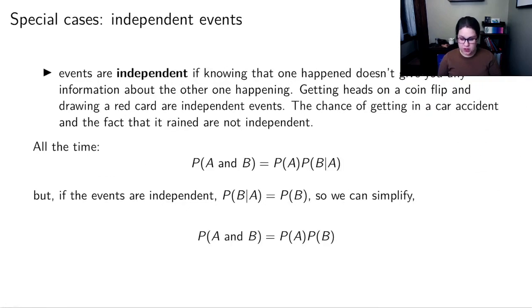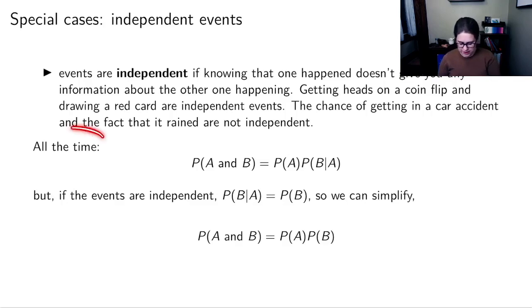The other special case are independent events. Events are independent if knowing that one happened doesn't give you any information about whether or not the other one happened. So if I get a heads on a coin flip, that doesn't give you any information about whether you're going to draw a red card from a deck of cards. But if I know that it's raining, that does give me some information about the chance of someone getting in a car accident. So the chance of getting in a car accident and the fact that it rained, they are not independent. Knowing that one happened would give you some information about the other.